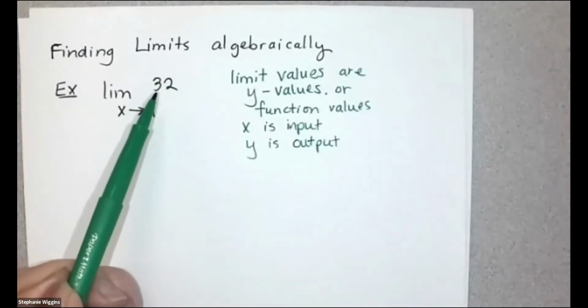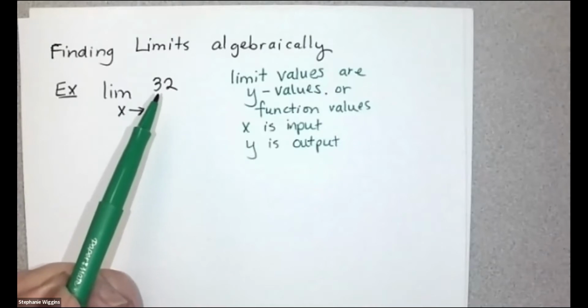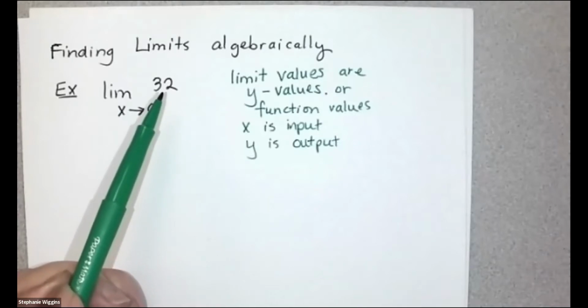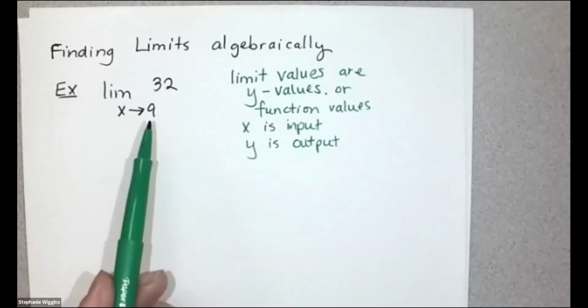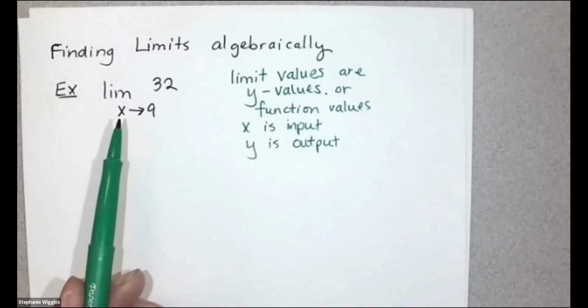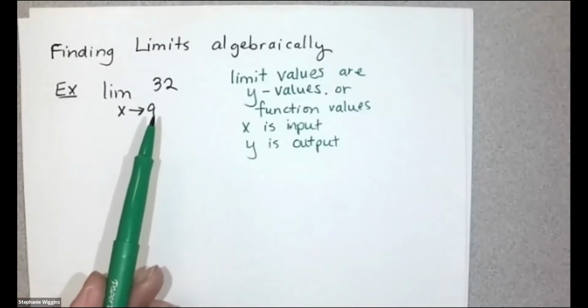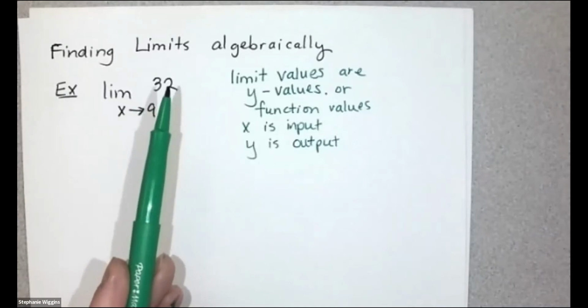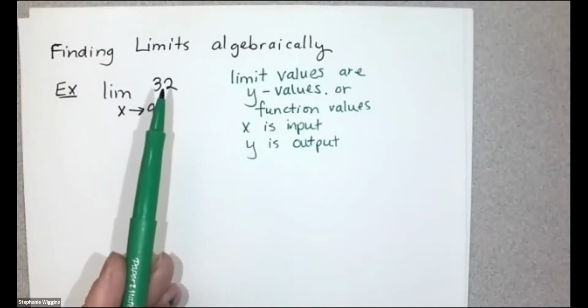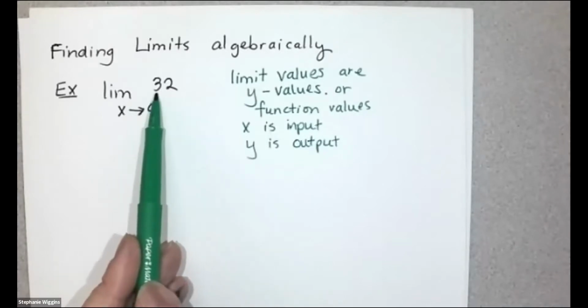So here we have the constant function. What is the output of a constant function? It's the constant, right? So the y value in this problem is 32. The x value is 9. So as your input gets closer and closer to 9, your output gets closer and closer to 32. Actually, it doesn't have to get close to 32 because it's always at 32, right? This is a constant function.